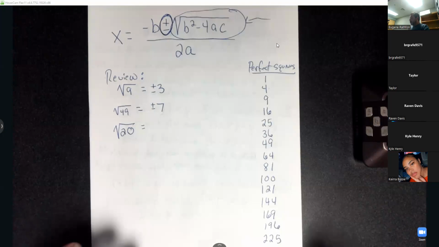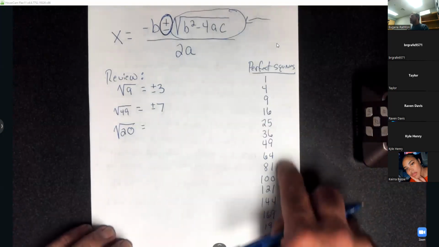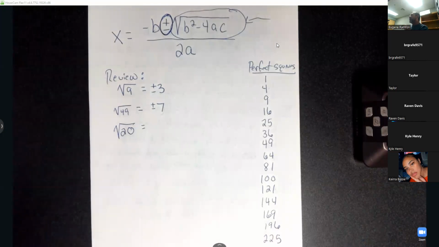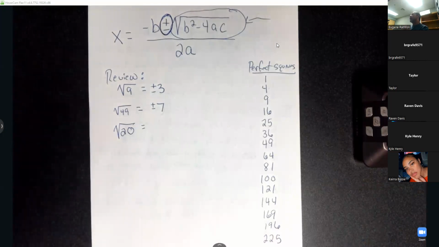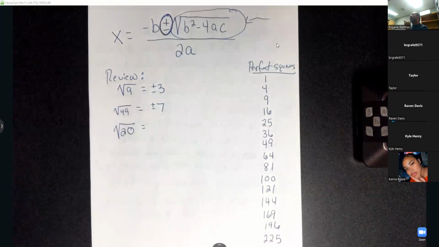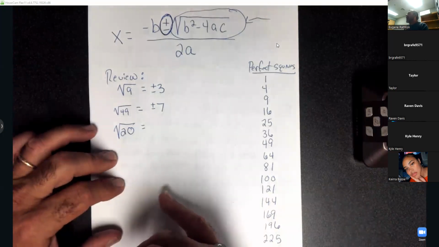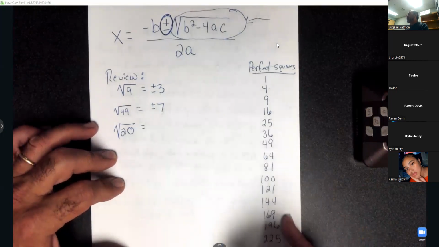So, y'all, square root of 20. 20 is not in my list. So 20 does not have a perfect square root. But what we want to do is simplify this. And we would simplify the square root of 20 by removing any factors that are perfect squares.